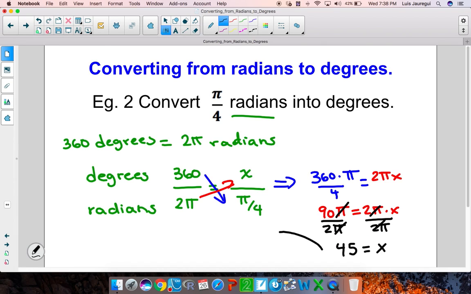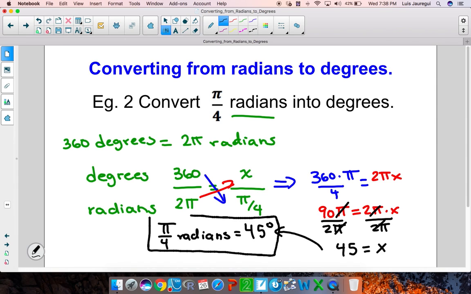So once again, let me write you my conclusion here. I can say then that pi over 4 radians is really equal to 45 degrees. And once again, there's no need for you to memorize a formula. All you really need to know is the fact that 360 degrees is equal to 2 pi radians.